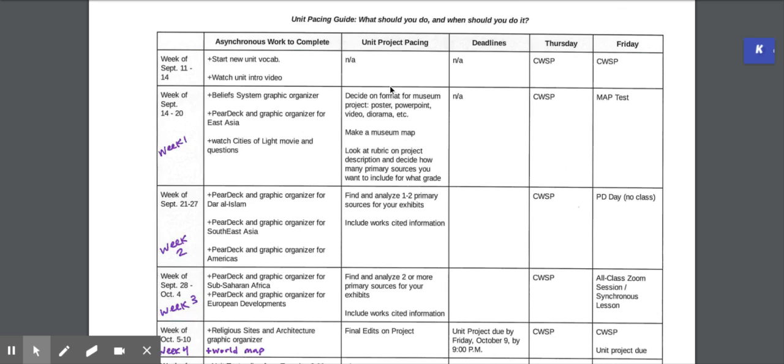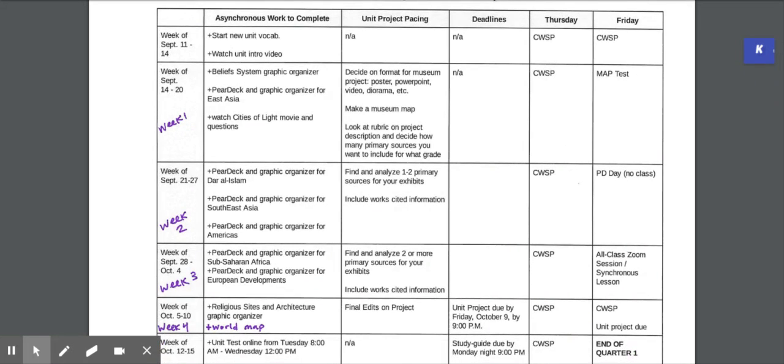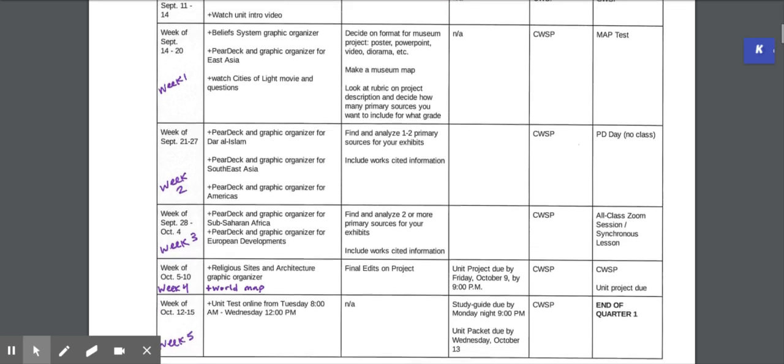This, again, is suggested pacing and what I will expect you to keep up with. If you do things at a slightly different order, then that's okay. But these are the things that will help you turn in everything by the end of the unit.